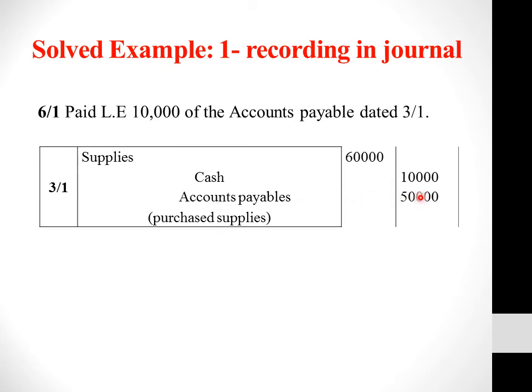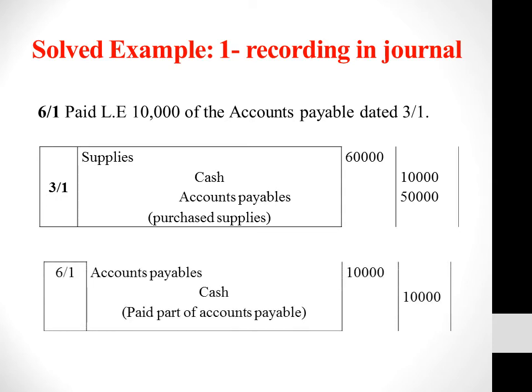So it is placed in the credit side. We're gonna bring it in the debit side and cash in the credit side as shown down here. Accounts payable in the debit by 10, cash in the credit by 10. So it is placed in the credit. If we wanna decrease it, we bring it in the debit side.